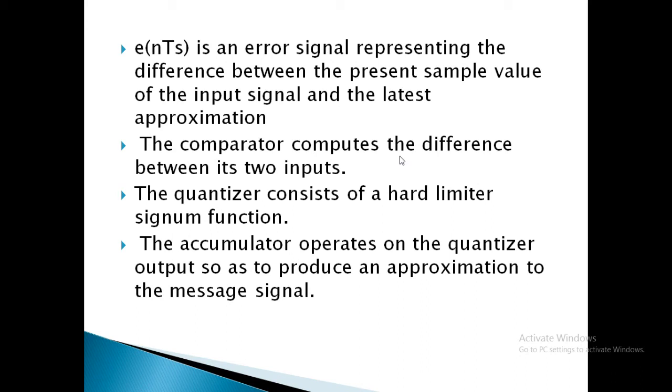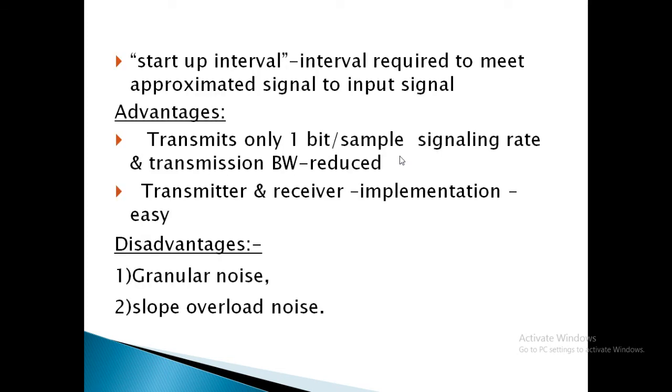The comparator computes the difference between the two inputs. The quantizer is the hard limiter. It performs the signum function. The accumulator operates on the quantizer output, so it produces an approximation of the given input signal. The start-up interval is the time interval required for the approximated signal to meet the input signal.